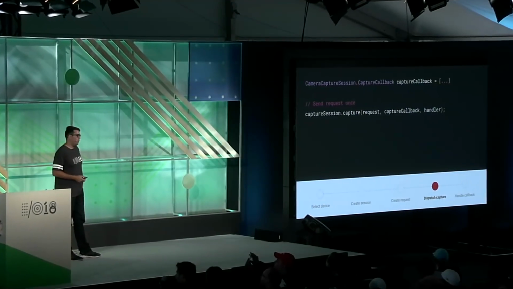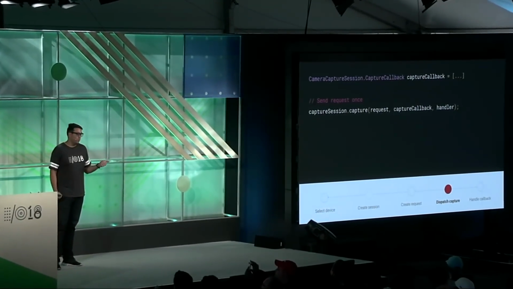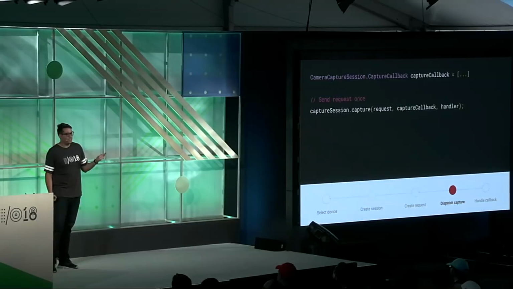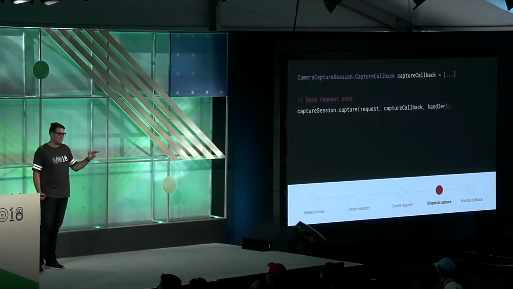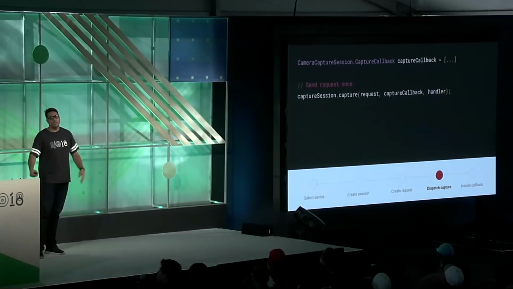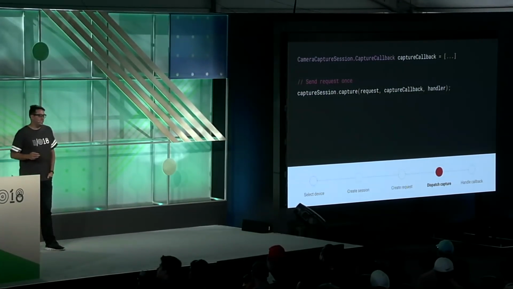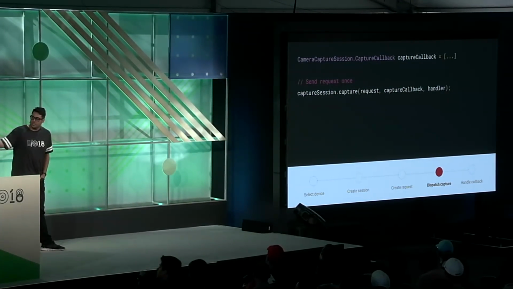To recap, we've chosen the camera device that we want. We created the camera session for that particular device. And now we built a capture request that will be used in that session. We can finally ask for a camera frame. We send the capture request to the session, and then we wait for the callback.